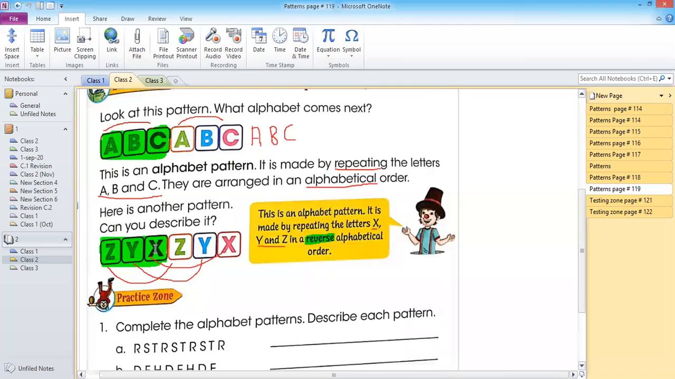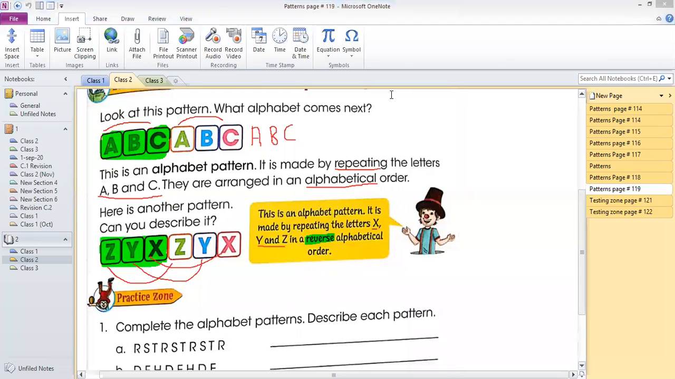But what's the difference here? These are not arranged in alphabetical order, because X comes first, then Y, then Z. But here in the pattern, Z comes first, then Y, then X. So this is actually arranged by repeating Z, Y, X in reverse alphabetical order. Reverse alphabetical order means that the letter which comes at the end, we write first. Then before that, which letter comes? Y. Then before Y, which letter comes? X. And then this is done.